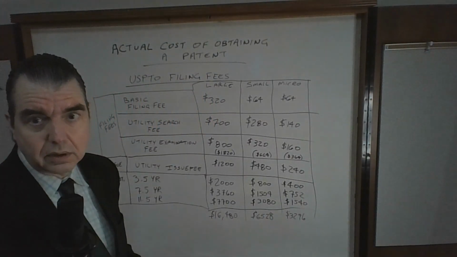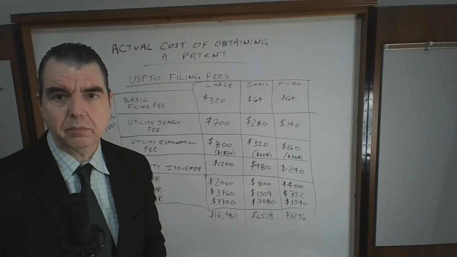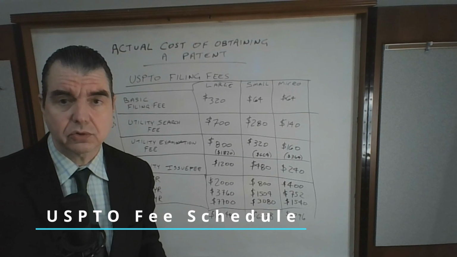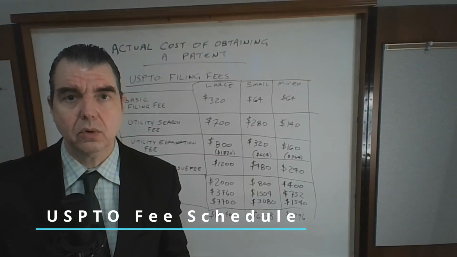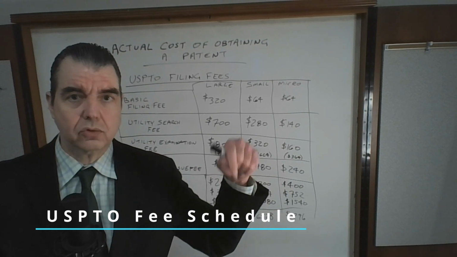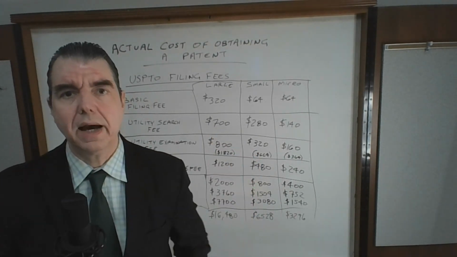So to give you an idea of what these fees look like, and by the way, these fees come from the USPTO fee schedule, which is published on the USPTO website. And I will put a link to the USPTO fee schedule in the description of this video below. So you can take a look at that link and you can see the actual fee schedule.